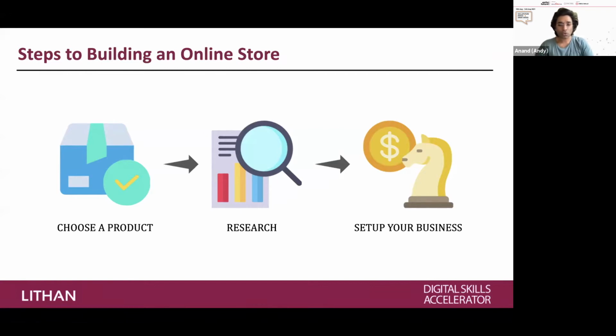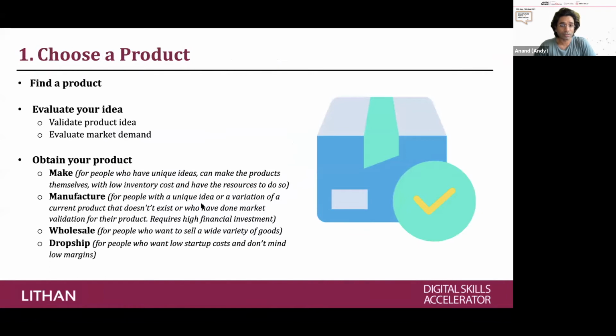So let's go a little bit deeper into each of these steps, and then I'll share with you how you can actually go and market these products as well. So at the highest level, when you're choosing a product, you want to make sure that you have evaluated your idea, evaluated in the sense you want to make sure that there is some demand for your product. Obviously, if 4 people in the world want your product, that's not enough demand. So you want to make sure that you have evaluated the market demand.